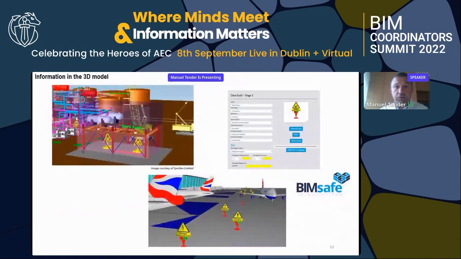I also can do it directly in a more graphic way in the 3D model, just like a triangle, and I'm talking about BIM safe. I could be talking of another. We can do a triangle, a pictogram here, and when I click the pictogram, I get some information about the risks that are associated with, for example, that zone.